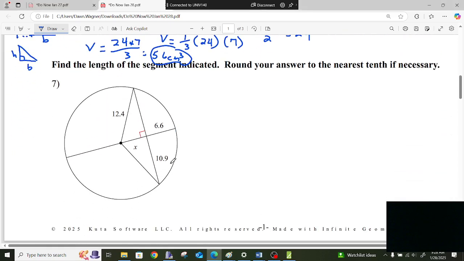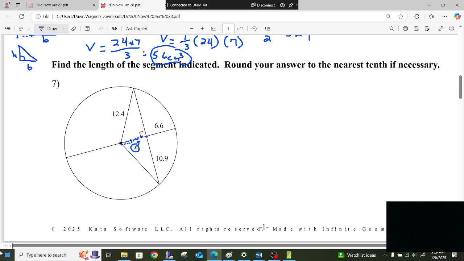Okay, now we talked about different theorems of these. Find the length of the segment indicated. Round your answer to the nearest tenth if necessary. So I'm thinking it wants this length right here. If you ever are confused, just raise your hand and I'll come over there and tell you which segment they're talking about. So they're talking about that segment.